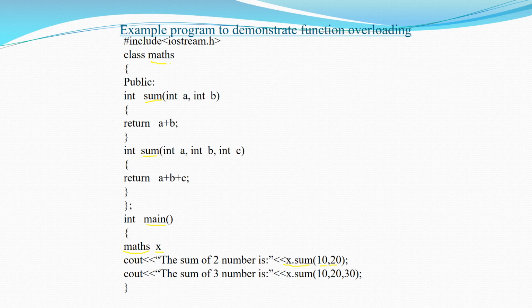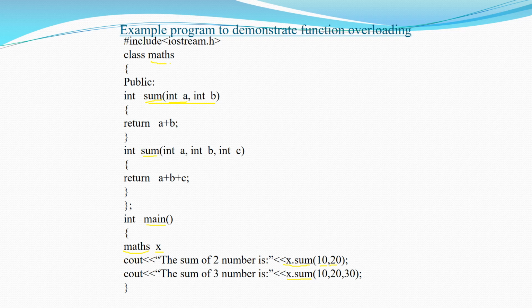Once the values 10 and 20 are passed, the first value passes to int a, and the second value 20 passes to int b. Once the values are passed, it returns a plus b, that is, it returns a value of 30. And the sum of two numbers, 30, is present. The second one, I have see out the sum of three numbers. The x is an object which has the same function name, where we come across function overloading.